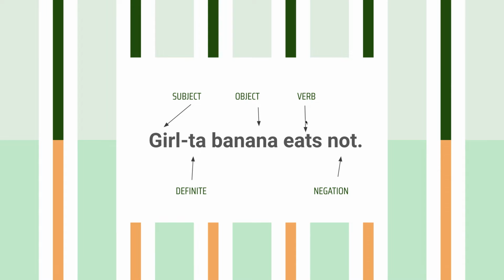Alright, so now another difference from English is our negation. If we're going to say, the girl does not eat a banana, we're going to put that after the verb instead of before. So it's going to be subject, object, verb, and then the negation at the last point. So, yes, you should note that.